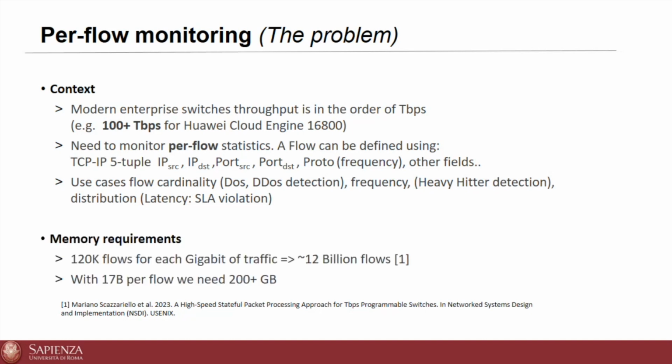From recent literature, we found that there are about 120K flows for each additional gigabit of network traffic. So for modern network switches that can process data in the order of terabits per second, if we want just to store a flow identifier plus a 4 byte counter to estimate the flow size, this adds up to requiring memory in the order of gigabytes, and this is unfeasible for modern network devices.